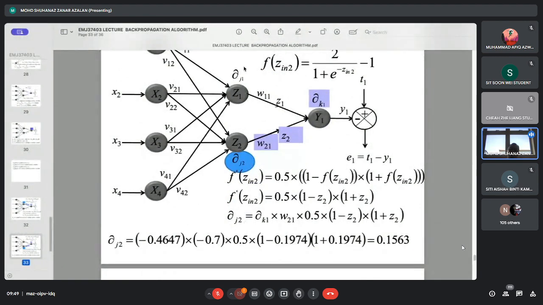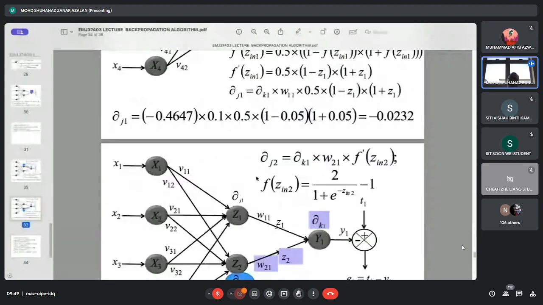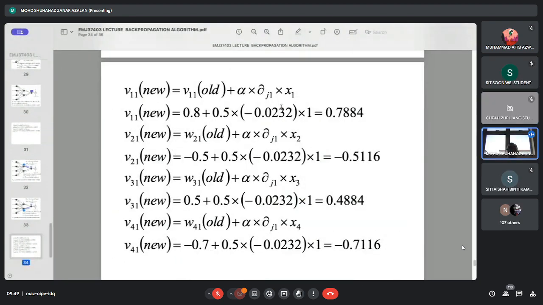Then when we have delta J1 and delta J2, now we can update all the weightage here: 1, 2, 3, 4, 5, 6, 7, 8. Same equation: alpha learning rate times the delta times the input. Then we can get the new weightage here.